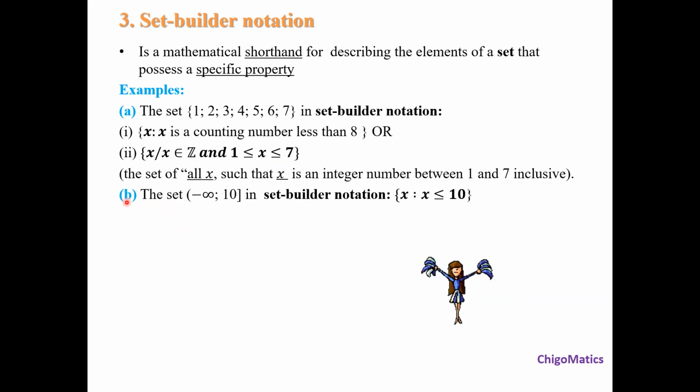Then another example, number B, we are given the set. This is a set which is in interval notation, open on one side, closed on the other. So in set builder notation, I would write a set of all X such that X is less than or equal to 10. So do you see now the importance of knowing how to write sets in terms of an inequality? Because here it is given in interval notation. Now when you write it in set builder notation, you are going to make use of the inequality form of representing this same set. So that is set builder notation.